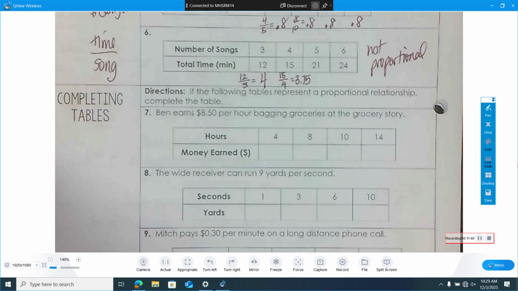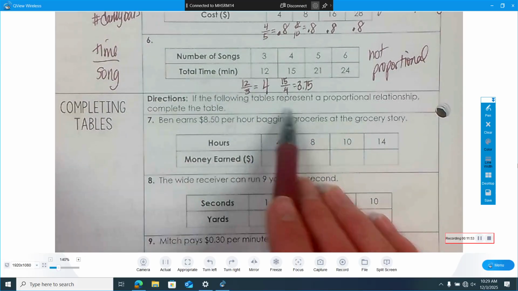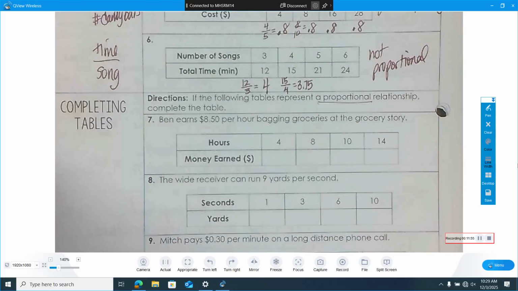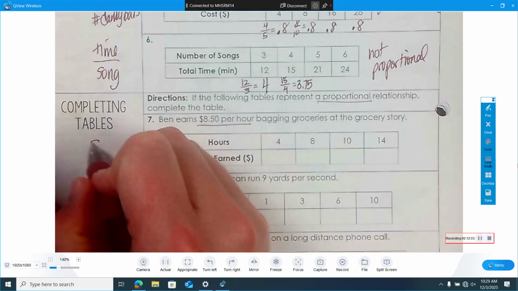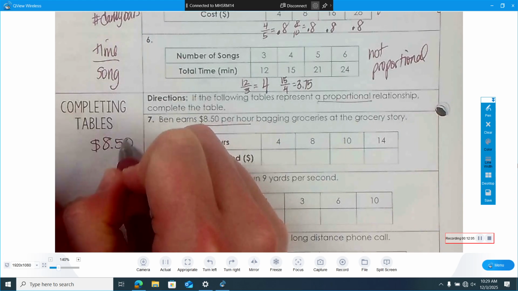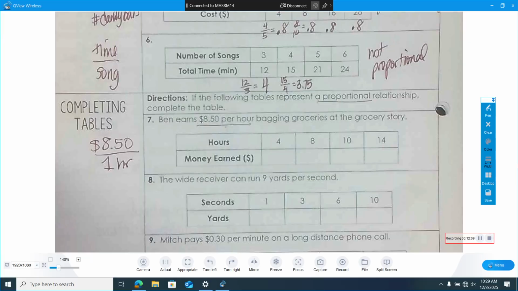Okay, so last thing here, completing the table. If the following tables represent a proportional relationship, we want to complete the table. And so they tell us that Ben earns $8.50 per every 1 hour that he works. And this is really important. We understand what that means. He earns $8.50 every hour that he works.